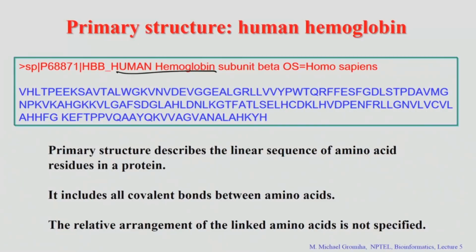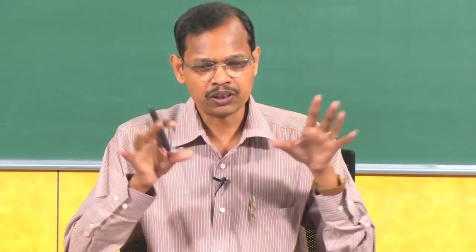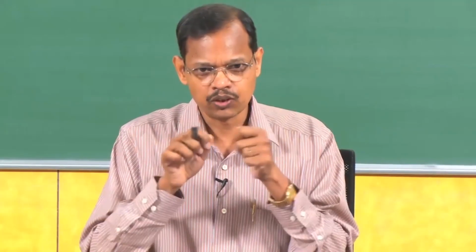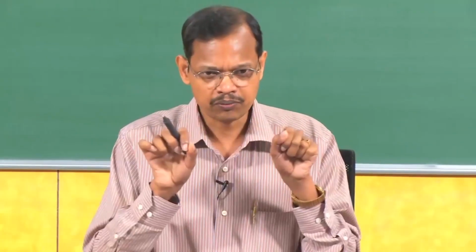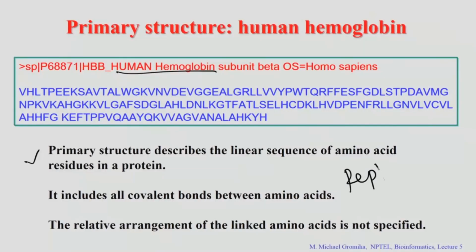The combination of these amino acid residues is very important for a functional protein. So, what information do we get from the primary structure? The primary structure gives the linear sequence of amino acid residues, so it gives you the specific combination of these residues. And the second one, it includes all covalent bonds, because when you join two different amino acids, how do they combine? By covalent bonding, through the elimination of a water molecule. What is the name of the bond? Peptide bond, right.